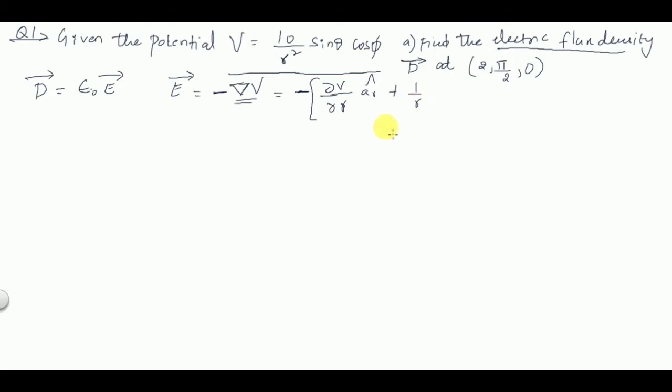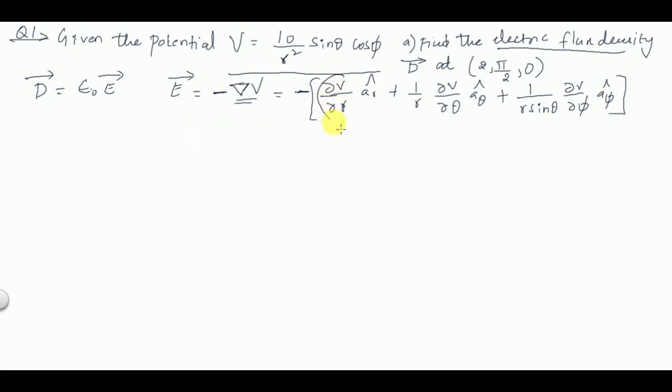So I am directly writing the formula: 1 by R into dou V by dou theta of A theta cap, plus 1 by R sin theta into dou V by dou phi of A phi cap. I have explained in my videos how to write this formula. There is no need to remember this formula; you just have to remember the common coordinate system formula, and you can apply it to all the other coordinate systems. It is a simple procedure I have explained in my basic videos.